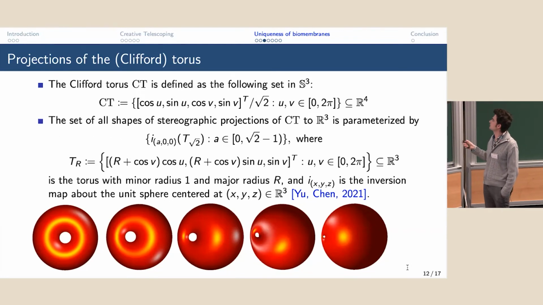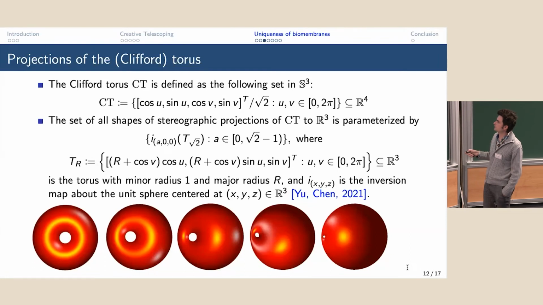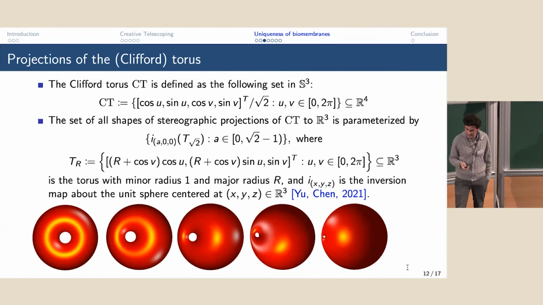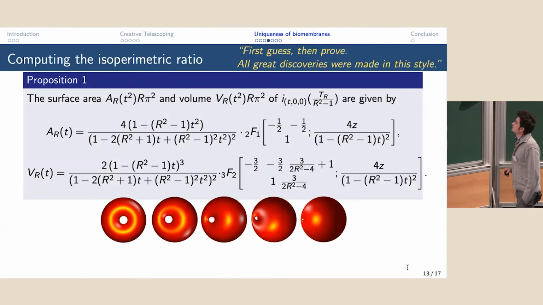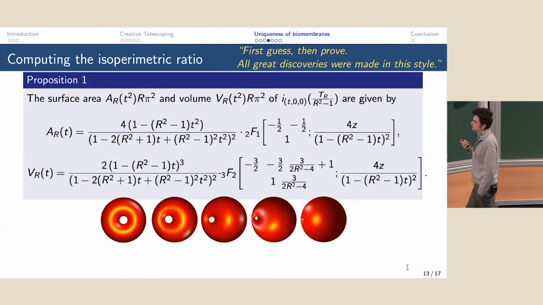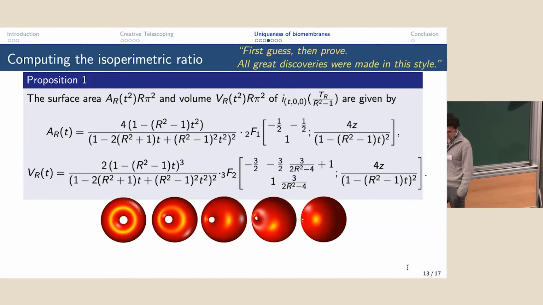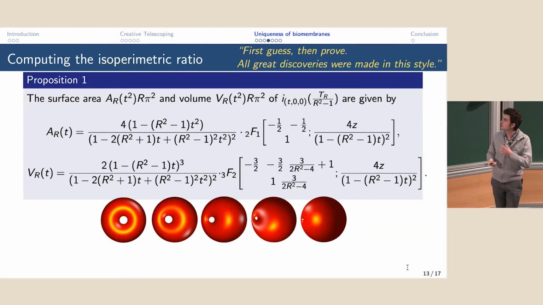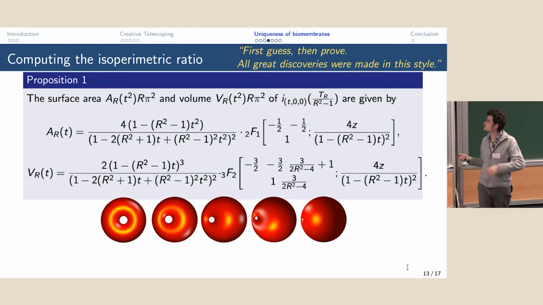So this is the usual torus with major radius r and minor radius 1. And if you now move this dot by a Möbius transformation to the left, then you obtain all possible projections of the Clifford Torus. This is the statement. And now we want to show that the projection of the Clifford Torus is uniquely determined by its isoperimetric ratio. And it follows from these two propositions.